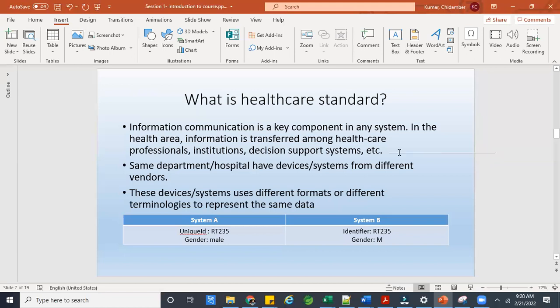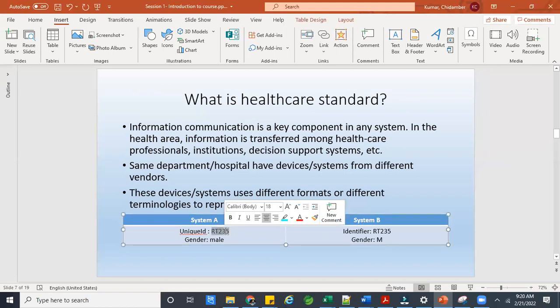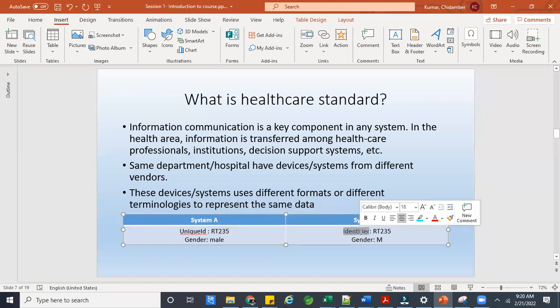And as I mentioned, different systems could use different terminologies to represent the same data. For example, let's suppose there are a system A and system B. Both are representing the same information. For example, this is the identifier of a patient, or unique ID of a patient. System A uses the element unique ID, while system B uses the element identifier. The other variation could be that system A understands MALE as a valid value for gender, while system B understands capital M as a valid value for gender.